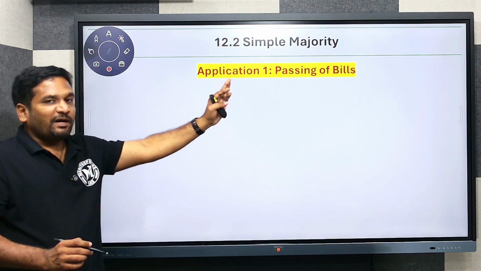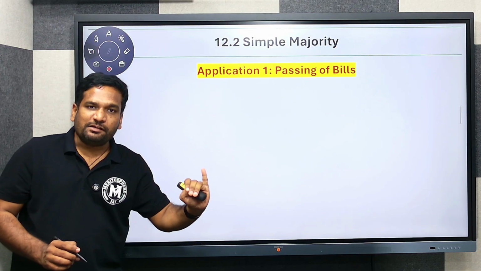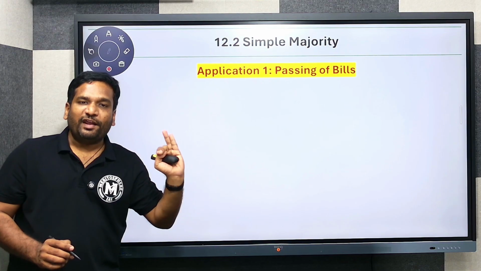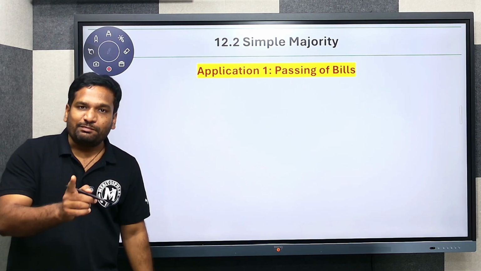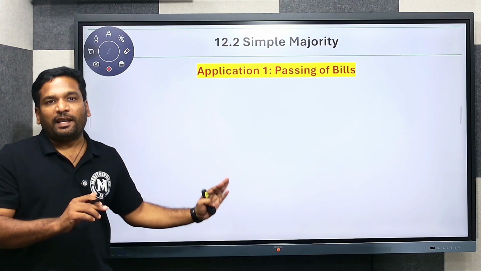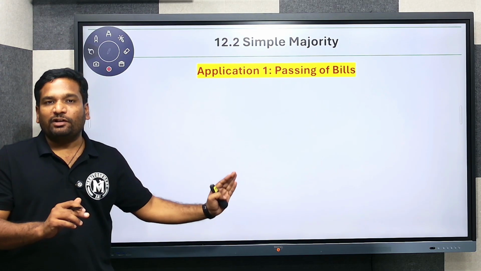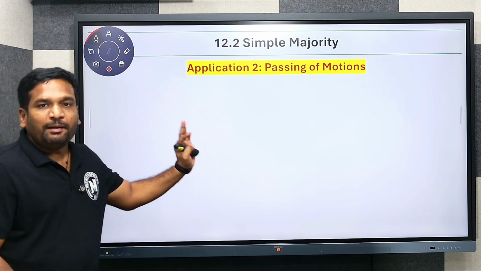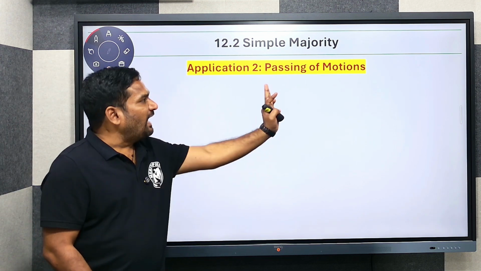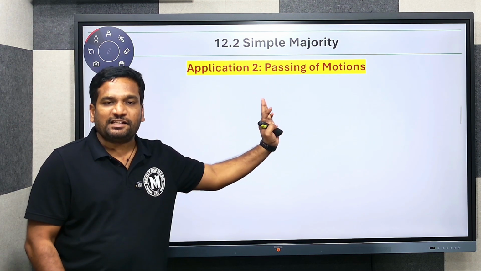While we are discussing the passing of bills, we have said that ordinary bills, money bills, financial bills of category 1 and category 2, and also constitutional amendment bills which require simple majority, all fall under the simple majority applications, right? So the second application of the simple majority lies in the passing of motions.